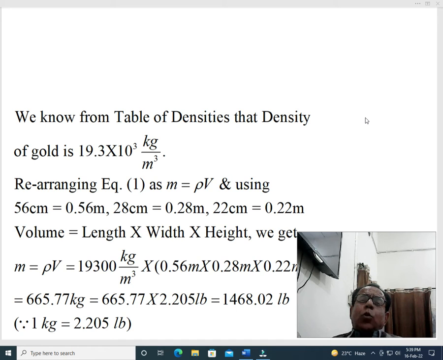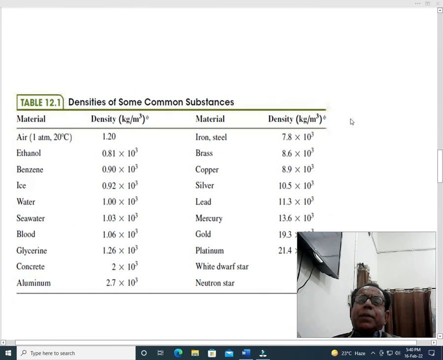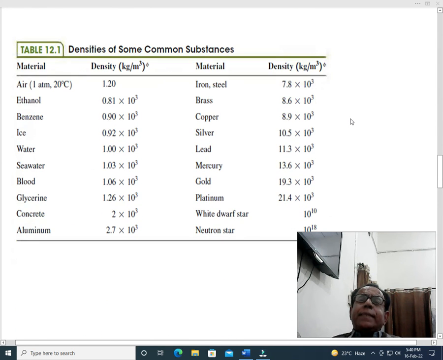Now we know from table of densities that density of gold is 19.3 into 10 raised to the power 3 kilogram per meter cube. Dear students, table of densities is usually given in appendix at the end of almost every textbook of physics. Here we see the table. This is the table.